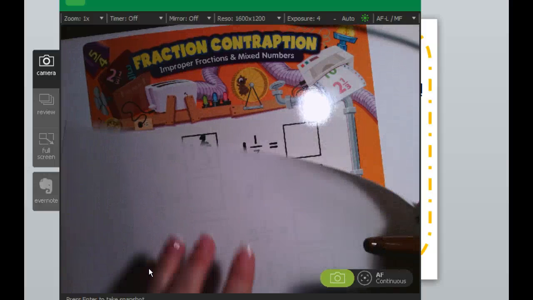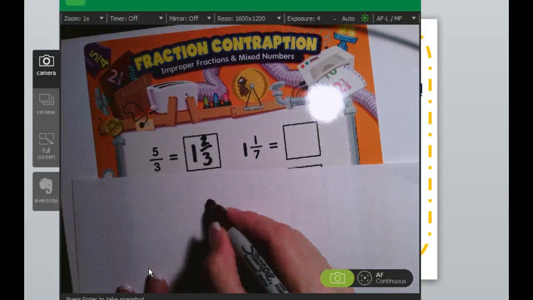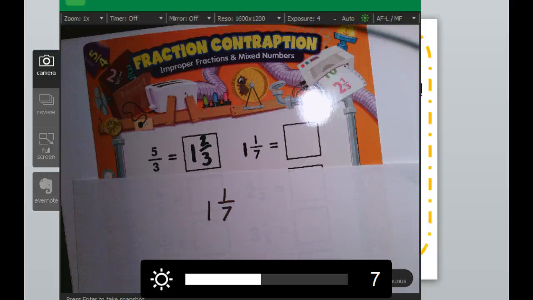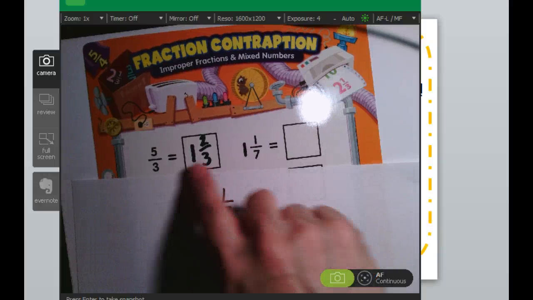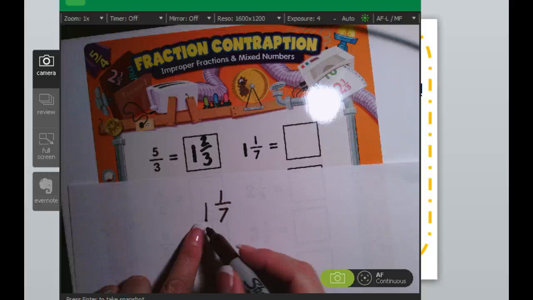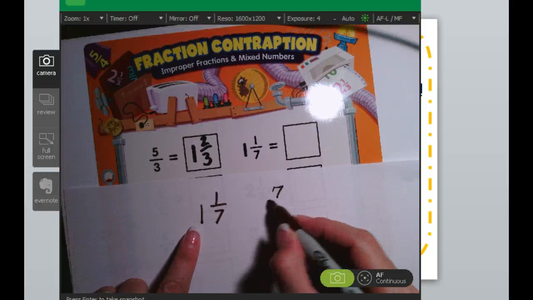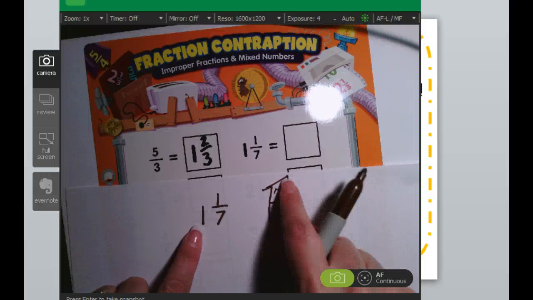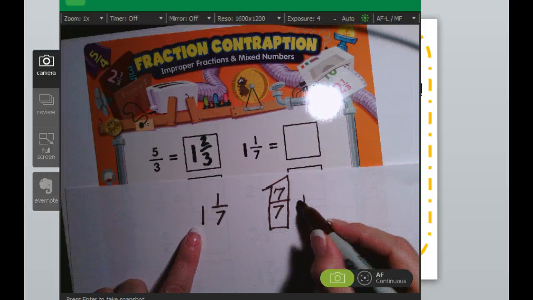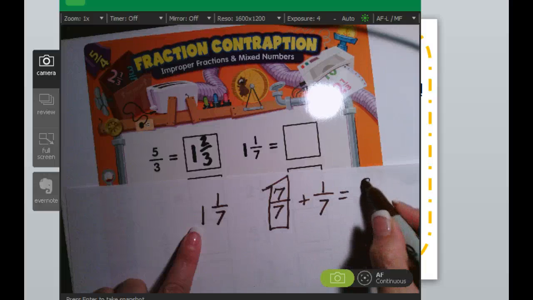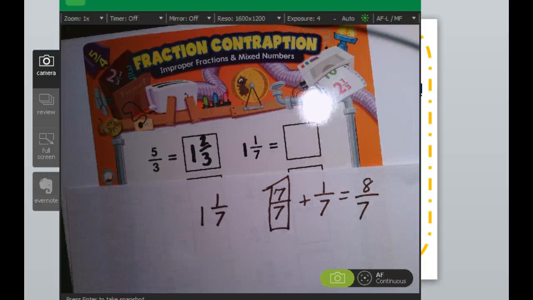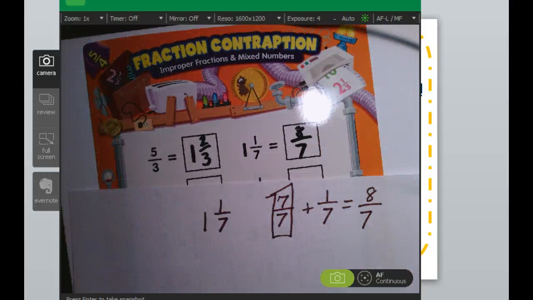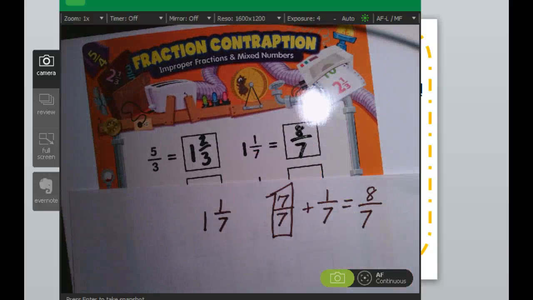This time, let's look at a mixed number, 1 and 1/7. And the best thing to do when trying to convert a mixed number into an improper fraction is to think of this 1 just like it is a 7 over 7, because we have all of the 7 pieces. So if we add 1 more 7th, we're going to have 8 sevenths. So 1 and 1/7 is 8 sevenths.